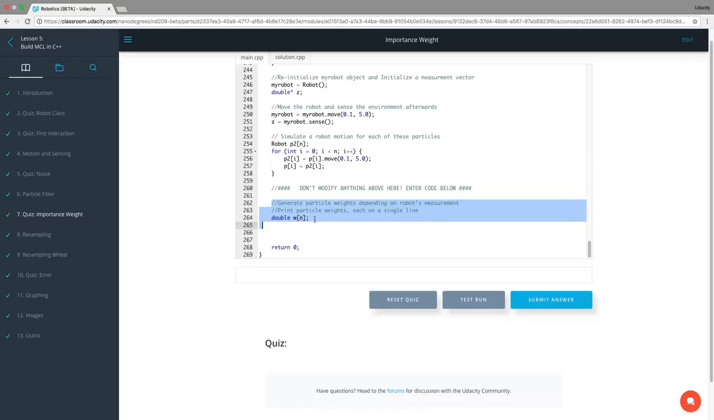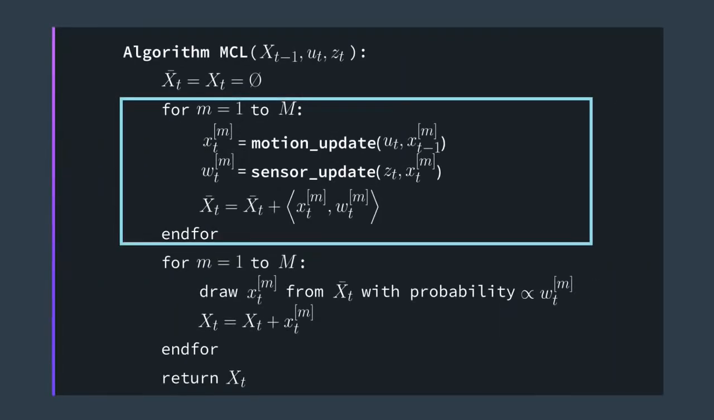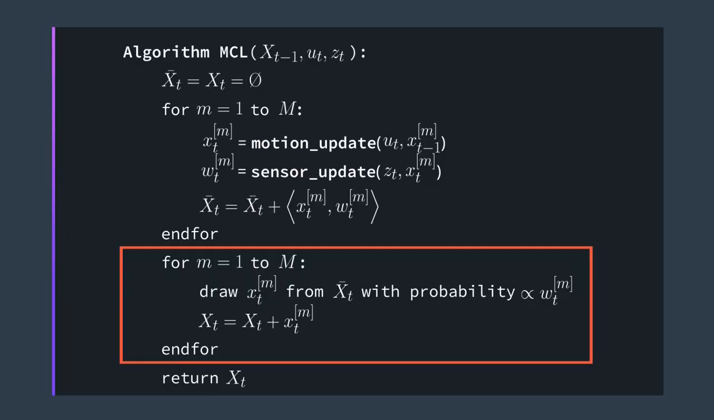Now go ahead and code the importance weight right after the block of code where you generated particles and simulated motion. You've successfully coded the first section of the MCL algorithm, known as motion and sensor update. Now it's time to move to the second section, known as resampling, and code it. But before you start, let's first learn how particles are resampled.